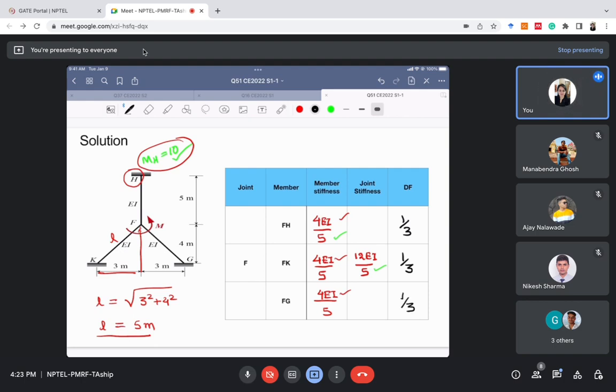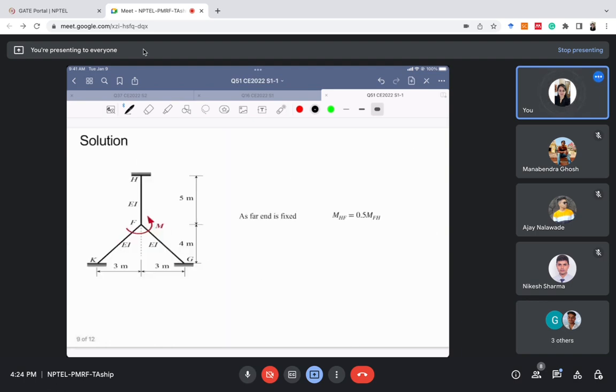This means that the applied moment M will be divided into all three members equally. Suppose the applied moment is 10, then the moment in each member will be 10 by 3, 10 by 3 and 10 by 3. So the distribution factor tells us how the moment will be distributed among all the members connected to a particular joint. Now we know the value of the distribution factor.